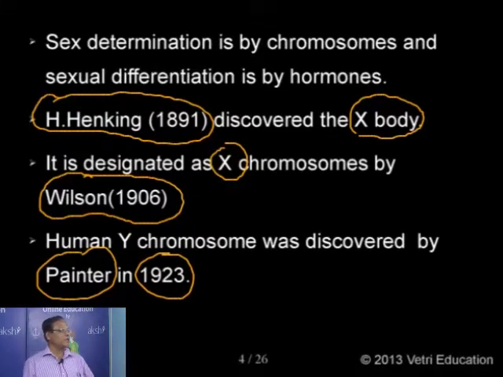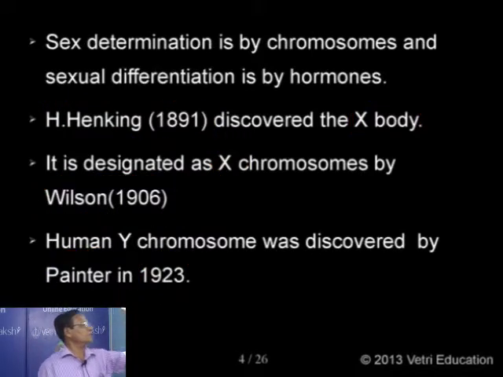Now, Painter in 1923 was the one to describe and discover the structure of the Y chromosome. I mentioned the differences between X and Y already. Okay, now let's get on.